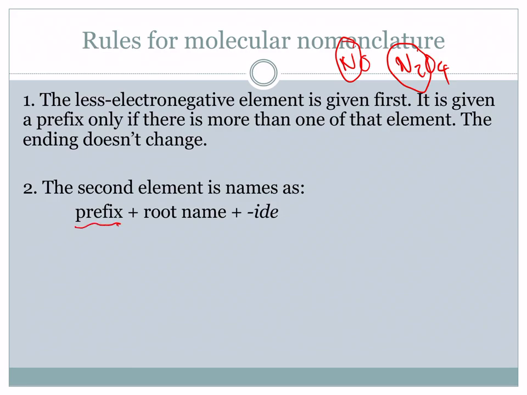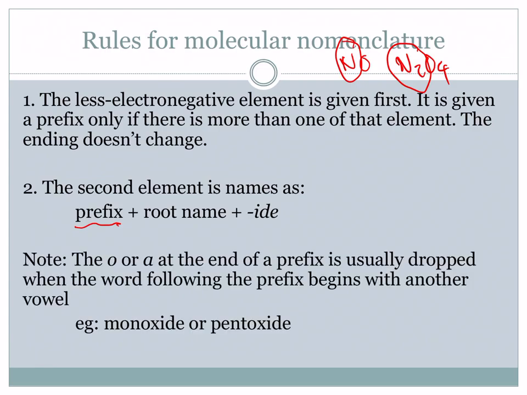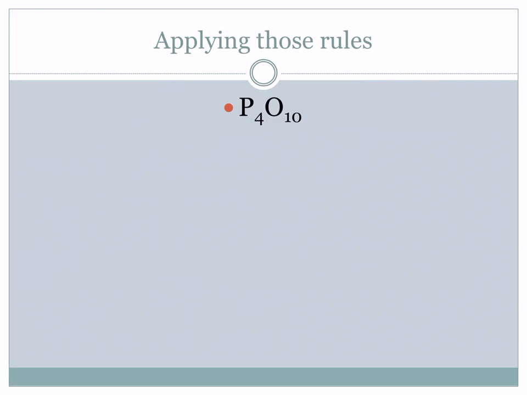The only time you don't use a prefix is with the first element, if there's only one of them. As a note, sometimes we drop the O or A at the end of the prefix when the word following it begins with another vowel, just to make it sound better. So monoxide sounds better than monooxide, pentoxide versus pentaoxide, but it really is just what sounds best. I'm not going to mark you off if you write pentaoxide or tetraoxide, so just use what sounds best to you.